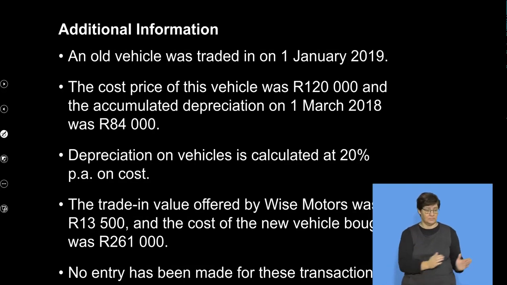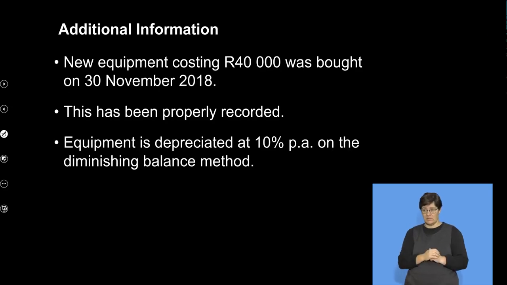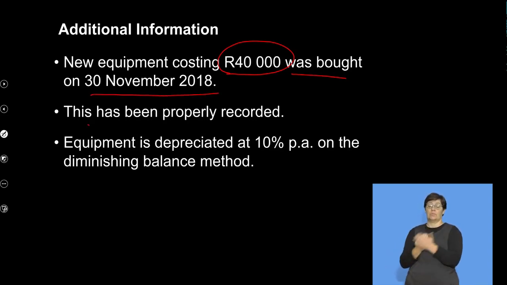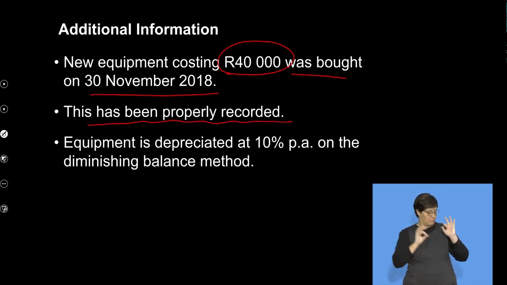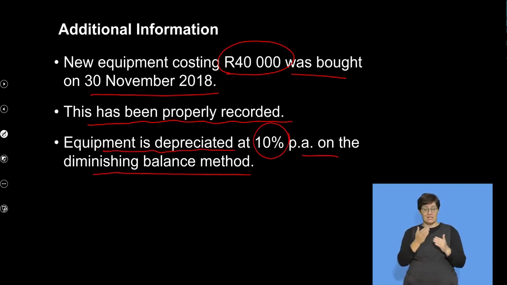Now we go on to the vehicle. We've done the vehicles. Let's do the equipment. We've done this one here. This one is done and dusted. Let's go to the equipment. New equipment costing 40,000 Rand was bought on the 30th of November. This has been properly recorded, right? And they're telling you that equipment is depreciated at 10% per annum on the diminishing balance method.